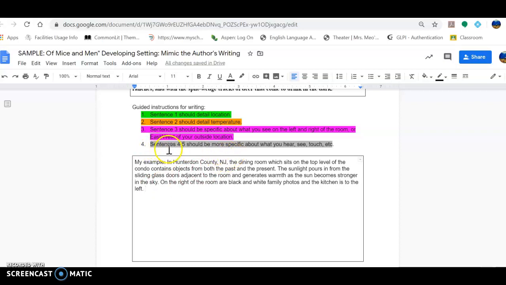And now for the next few sentences, I want you to be more specific about what you hear, see, touch, etc. So now we're focusing on the five senses. In particular, I was really proud of the color of the walls of the room, so I'm going to go ahead and mention that. The vibrant blue color of the wall brings life to the room.